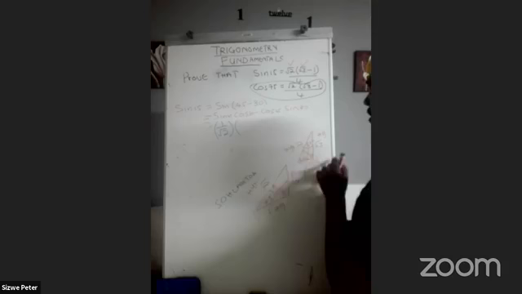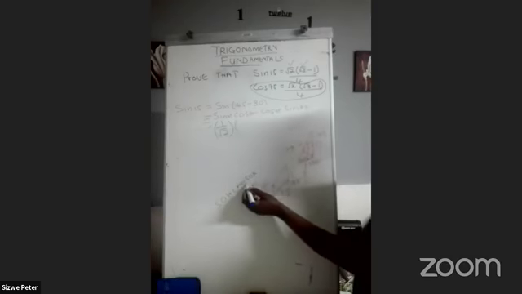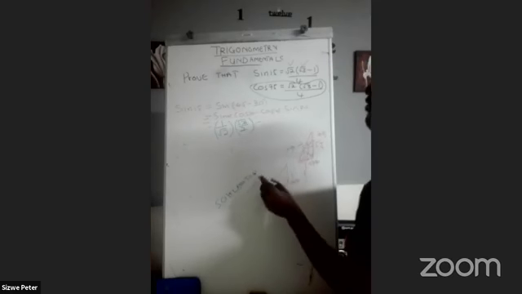Cos 30. Cos is what? Adjacent over hypotenuse. What is adjacent? Adjacent is square root 3, over 2. Minus cos 45. Cos is what? Adjacent over hypotenuse. It's 1 over 2. Are we fine?